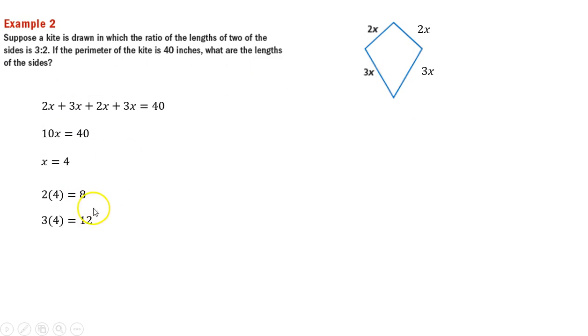And we can see that this ratio of 12 to 8 is exactly the same ratio as 3:2, which is what we want, because that's what the ratio is.